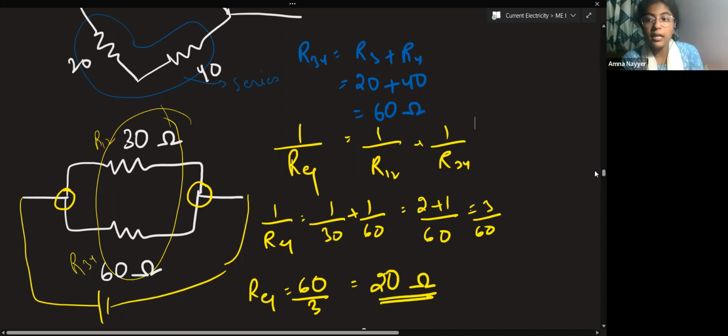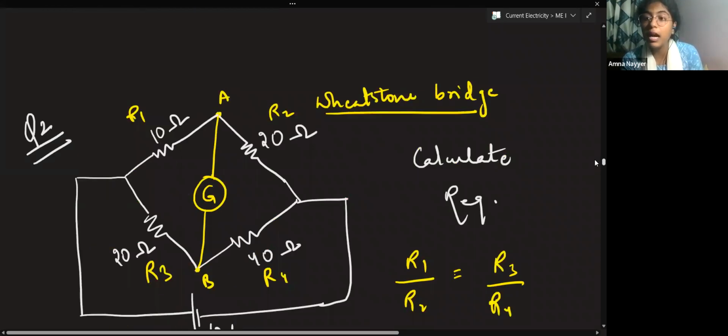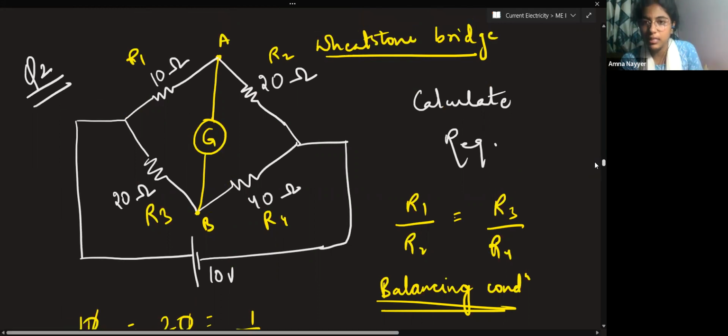So had it not been a balanced bridge, then we would have had this middle wire also. Then how to solve it? There's a different procedure for it. Right now, this middle wire got eliminated. Since no current is flowing, this wire is of no use to you. You can simply remove it, and thus it makes your calculations easier.